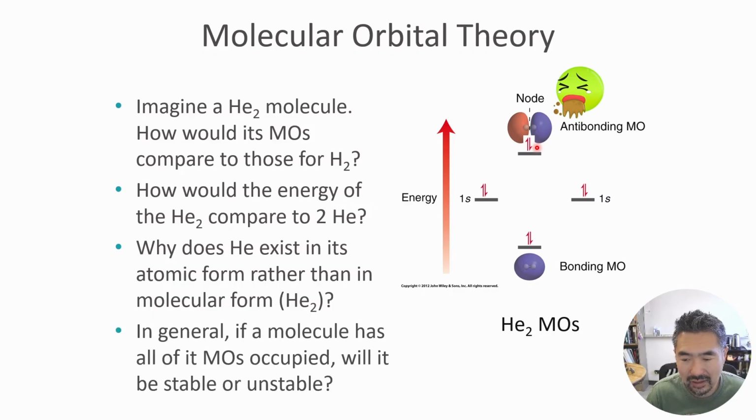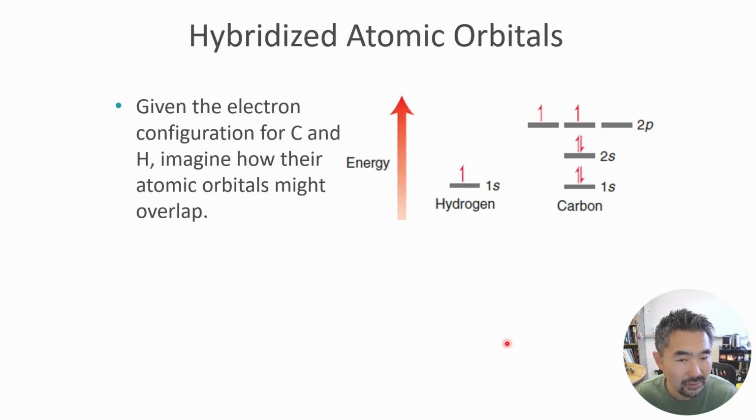So here's an interesting general question. If a molecule has all of its molecular orbitals occupied, there's a typo there, will it be stable or unstable? The answer, of course, is unstable, because necessarily you would have to fill the antibonding molecular orbitals as well.